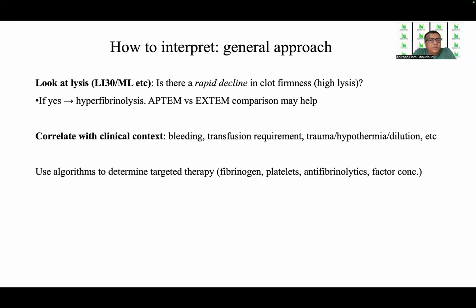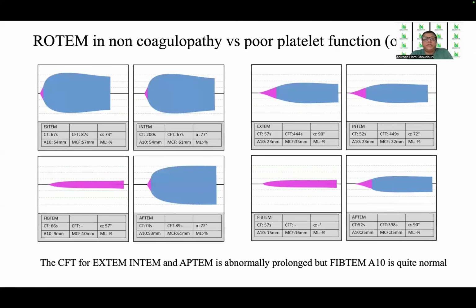So this has to be correlated with clinical context, based upon whether the patient is having bleeding, the patient has a transfusion requirement, trauma, hypothermia, dilution, etc. There are various algorithms to determine targeted therapy for fibrinogen, for platelets, for fibrinolytics, for factor concentrates, etc. And we can subsequently use them.